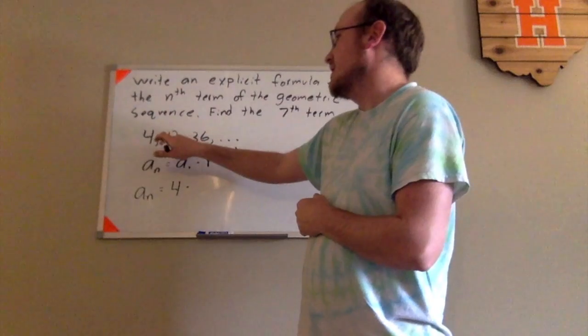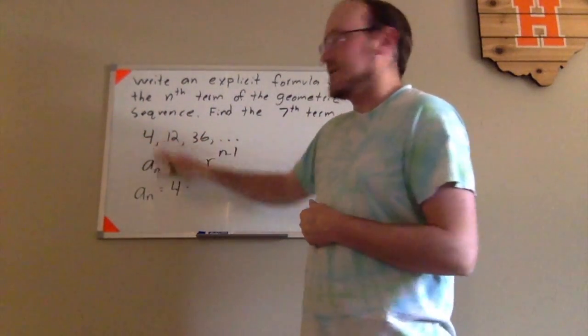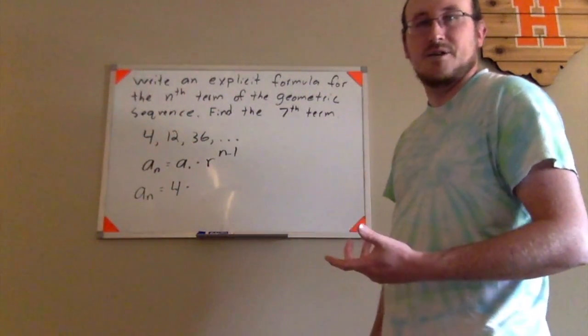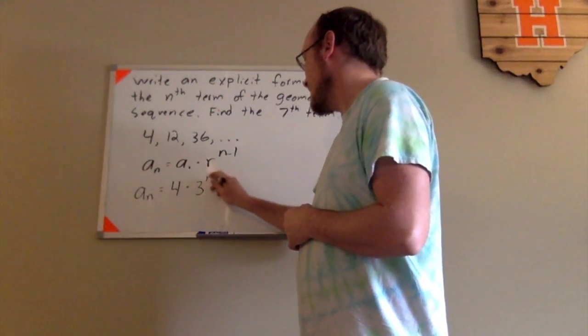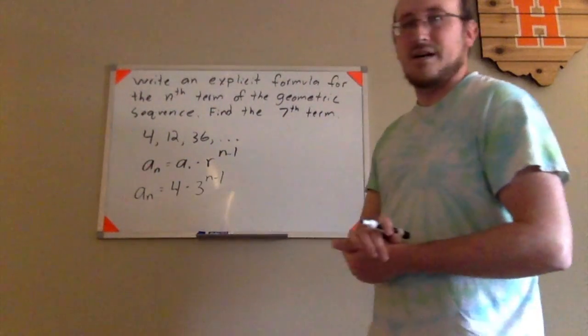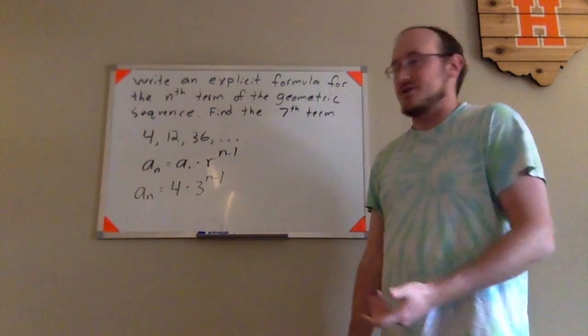I can see that by putting 12 over 4, that's 3. 36 over 12, that's 3. I can see that common ratio being represented. So I have 4 times 3 to the n minus 1 power, and that is my explicit formula for the nth term of this sequence.